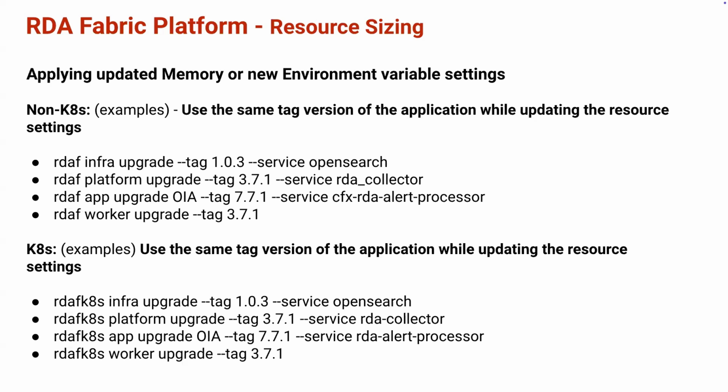When it comes to platform and application services, there are corresponding commands. rdaf platform applies the changes to platform services. The rdaf app upgrade command will apply the changes to the AOps application service. Since the worker runs independently as a microservice interacting with the platform, it doesn't require any further arguments. You can use just rdaf worker upgrade with the same version that it is currently running.